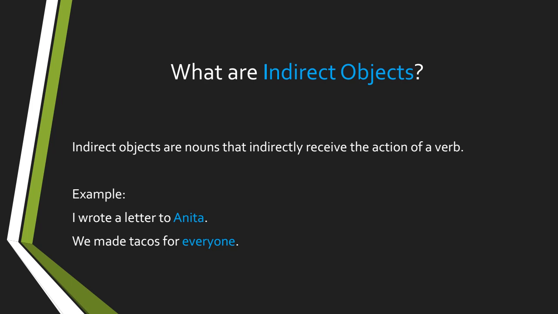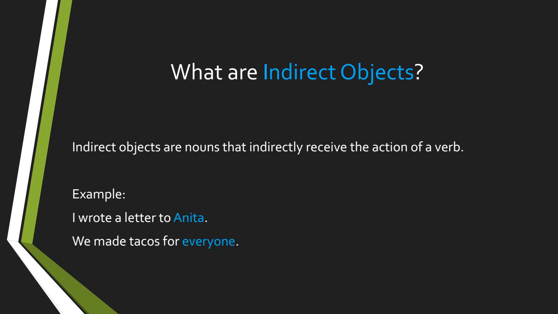So the first example, I wrote a letter to Anita. So what did I write? I wrote a letter. Letter in this case is my direct object because it is what I am actually writing. It's directly receiving the action of my verb. But if we look at the other noun in our sentence at the end of the sentence, Anita, she's kind of indirectly receiving the action that I did in this sentence, which was writing, because I wrote a letter on her behalf. I wrote it to her. So she's indirectly receiving the action of my verb.